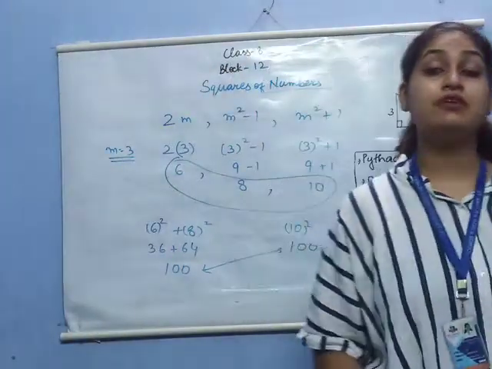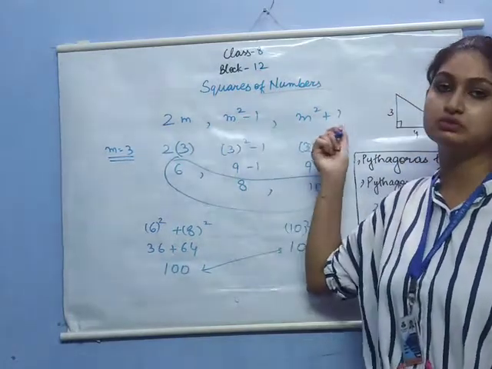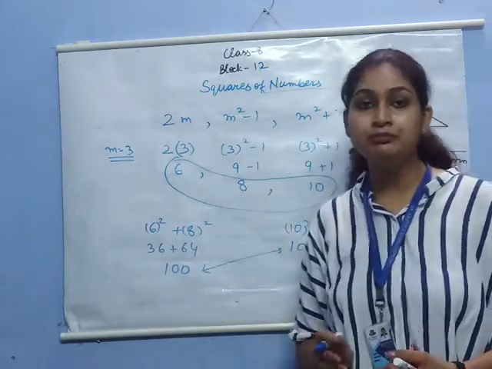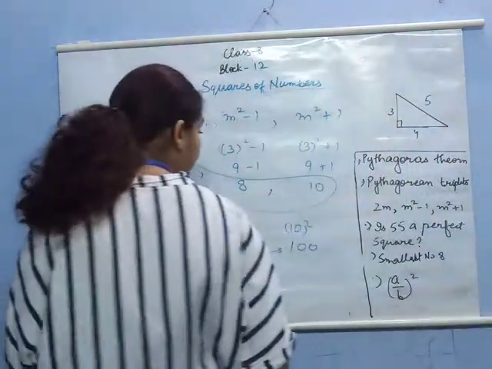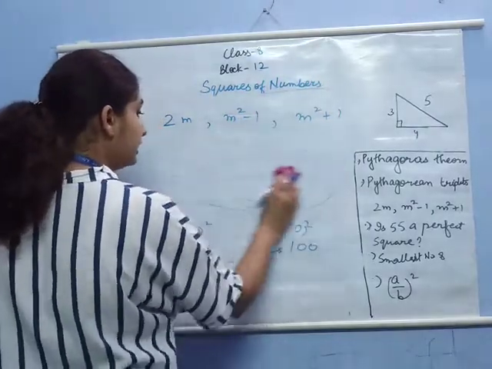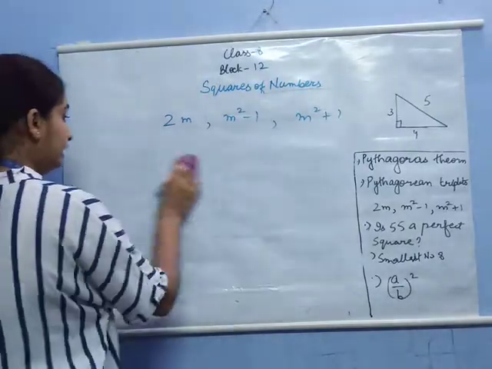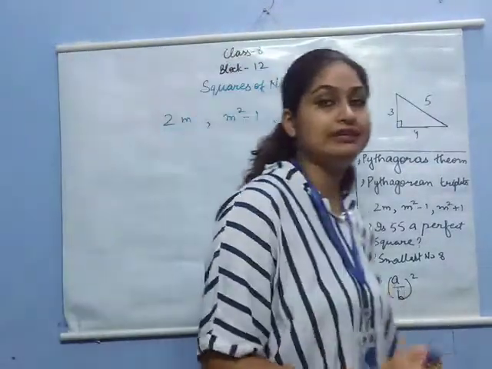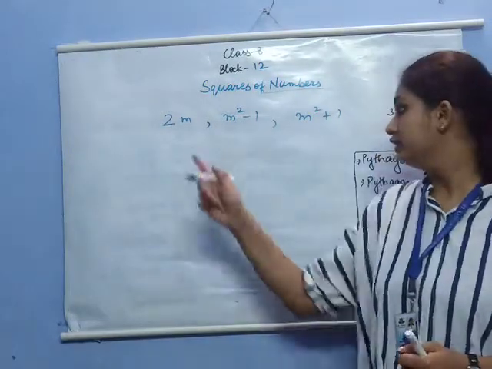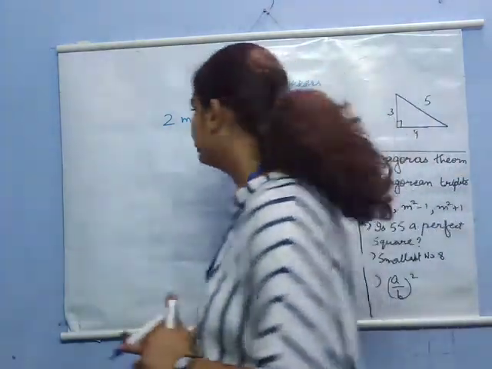We can easily find the Pythagorean triplet with this formula: 2m, m squared minus 1 and m squared plus 1. Whatever the value of m you place over here, you will get a Pythagorean triplet. Now, if I ask, tell me the Pythagorean triplet where the smallest member of the family is 8. 2m, m squared minus 1, m squared plus 1. I'll start with 2m.